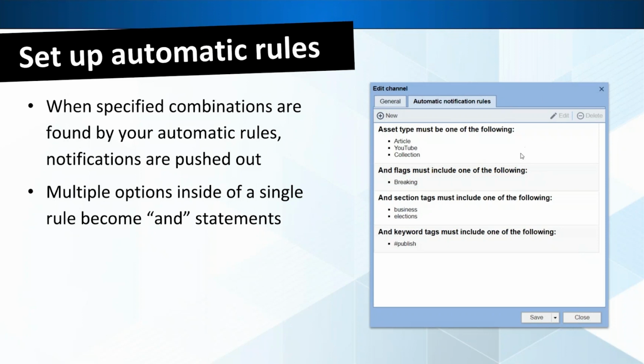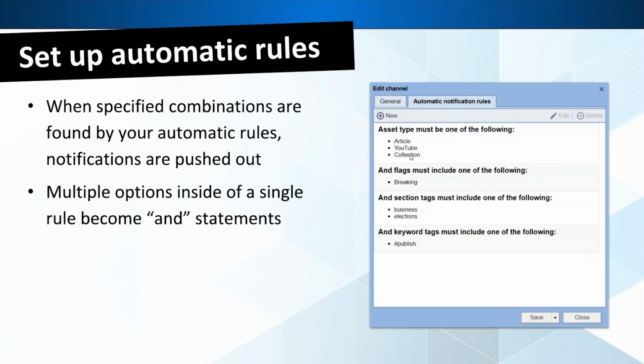So in this case, the example I have is showing I'm going to send these types of assets. So it has to be either an article, a YouTube asset, or a collection asset. So it's not going to erroneously send out tweets about images, for example. And it has to have the breaking news flag. It has to be in either the business or the elections section. And it has to have a keyword tag of #publish.